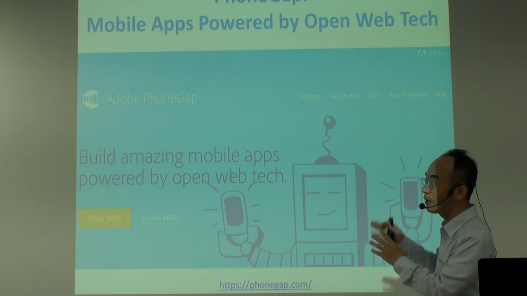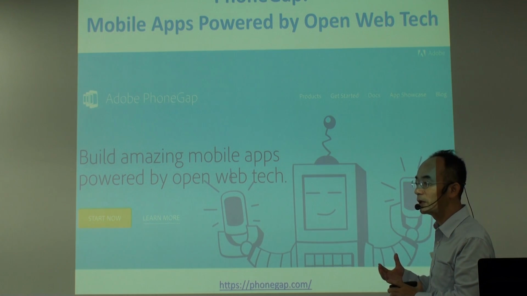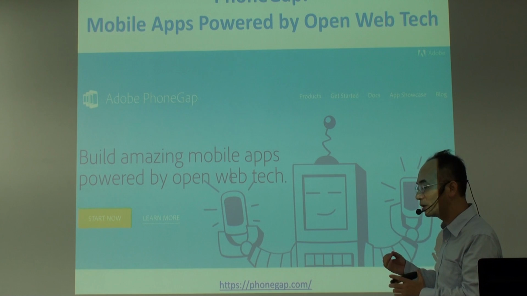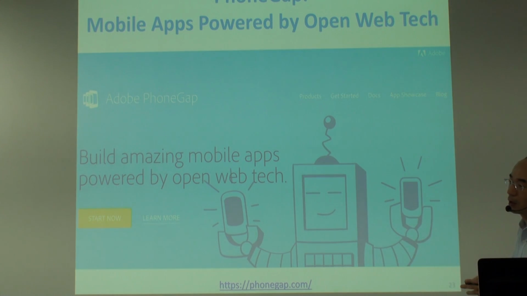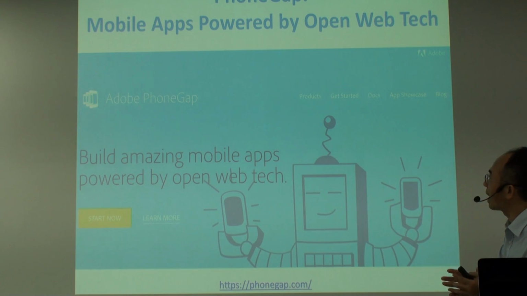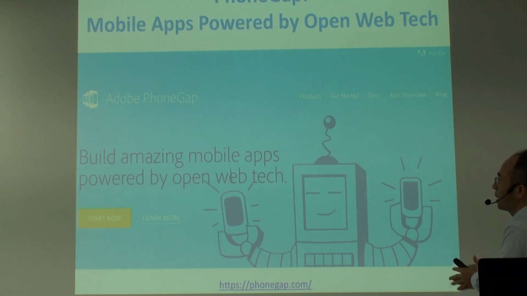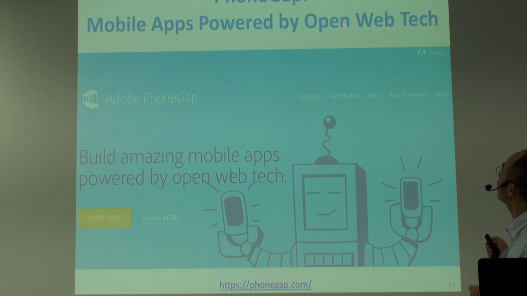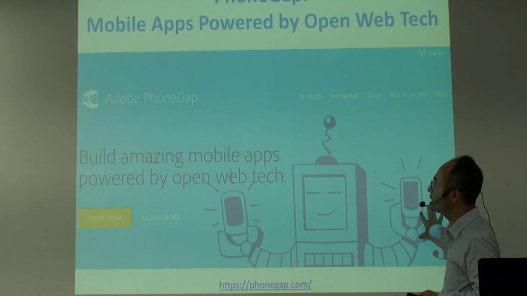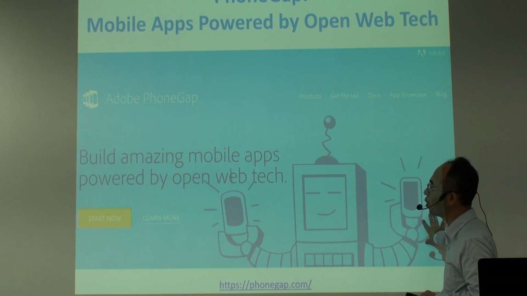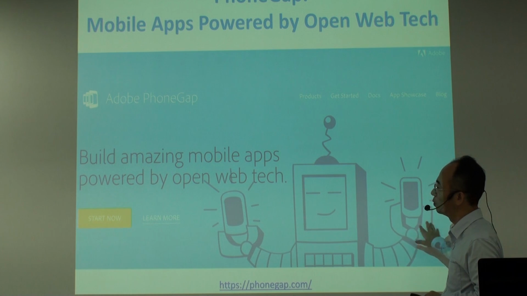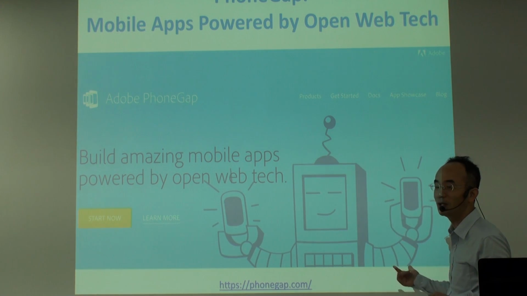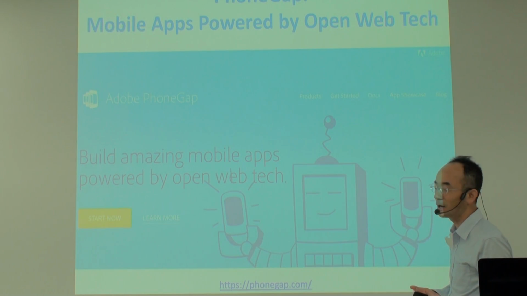Alright, now you know the frameworks, but if you would like to convert your mobile apps into a hybrid app, you will be using PhoneGap. It's a mobile app framework powered by open web technology. So you can build amazing mobile apps powered by open web technologies. What are open web technologies? Meaning HTML, CSS, and JavaScript.